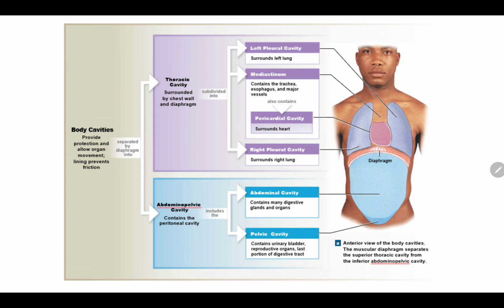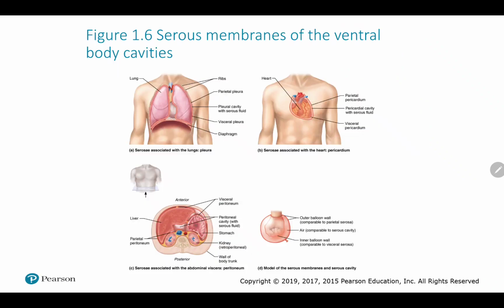The thoracic cavity, we're going to have 2 pleural cavities, right, for each lung. We're going to have a pericardial cavity as well that's going to contain the heart. We're going to have this diaphragm right here that's going to separate the thoracic and the abdominal pelvic cavities. And again, abdominal cavities contain those digestive glands, organs, your stomach, things like that. Your pelvic cavity is going to contain your urinary bladder, reproductive organs, and the end portion of your digestive tract.